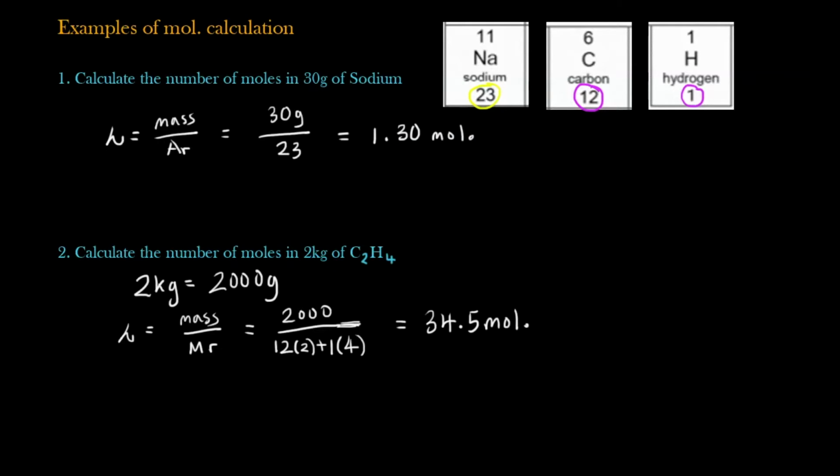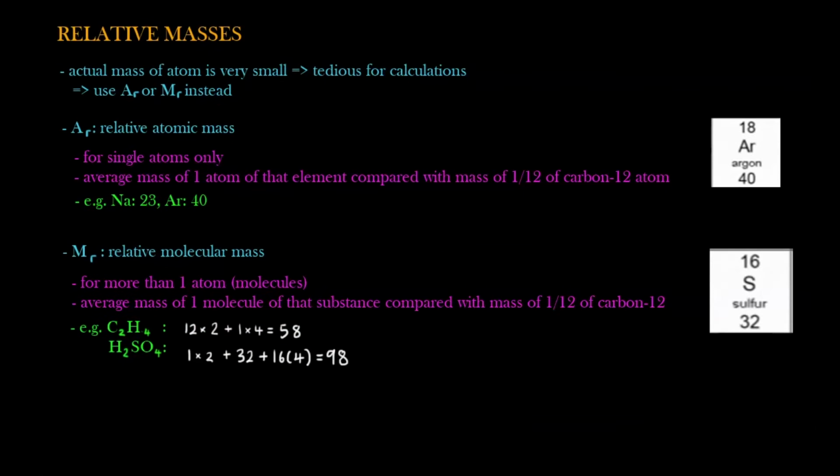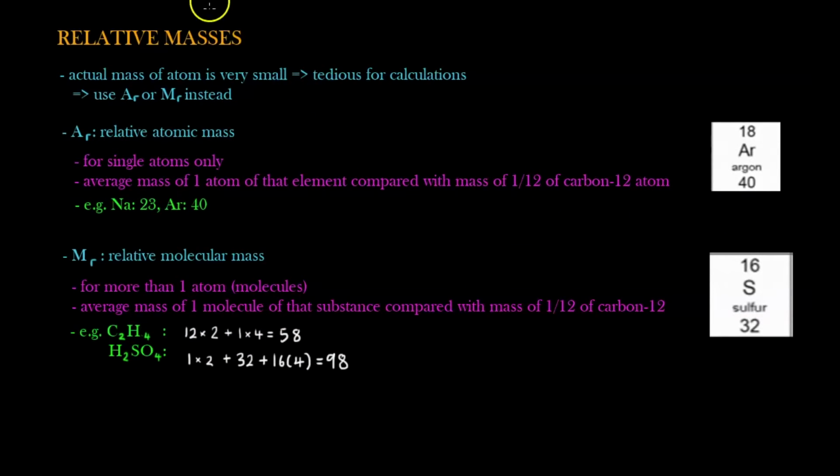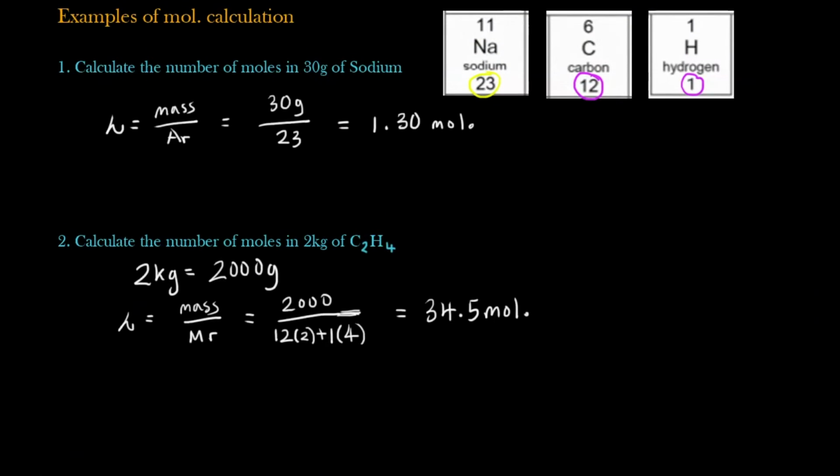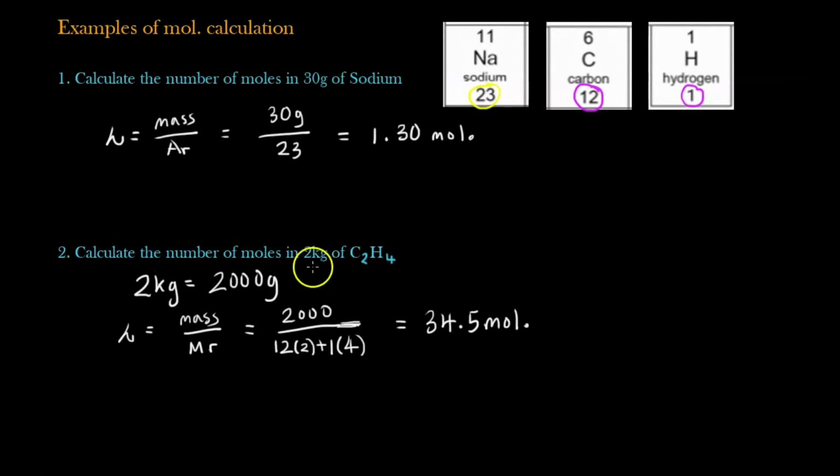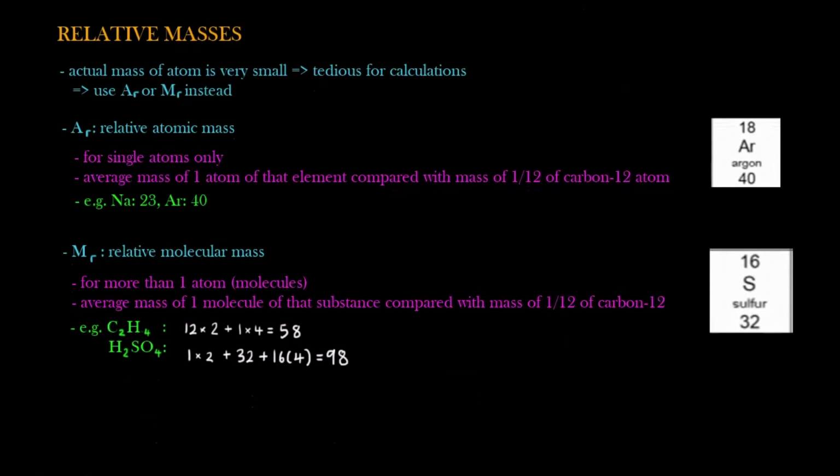Let's talk about the difference between MR and AR, right? You keep seeing them here. MR and AR are just relative masses. What do I mean? If we are talking about the mass of an atom, which is very, very small, it's very tedious for calculation if you use something very small all the time. Remember, we are using mass, which is quite heavy, for example, 2 kg, 2000 grams, to divide by something that's extremely small. So it makes calculation very difficult.